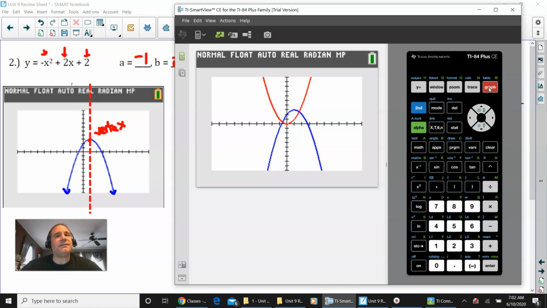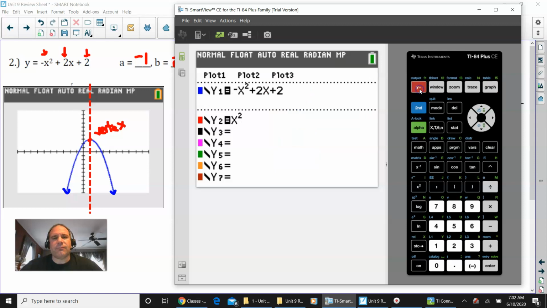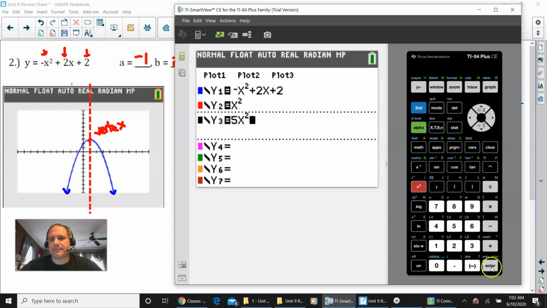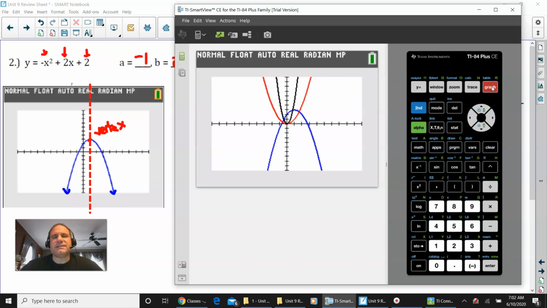If the coefficient was different, then you would say, all right, okay, it's different. So if you have, say, y equals 5x squared, and you press graph, you notice it's narrower. So the further away the coefficient gets from 0, the narrower the parabola becomes. Right? The closer to 0, the wider. Right? So if it's the same coefficient, positive or negative, it's the same width. Like this one was +1 and -1.